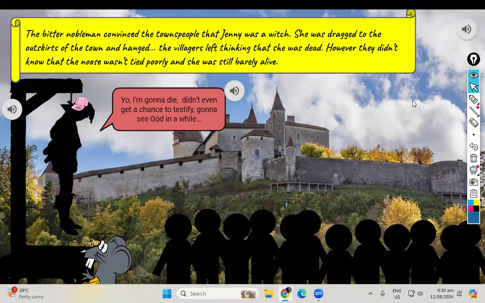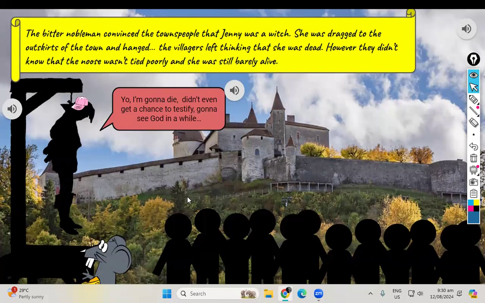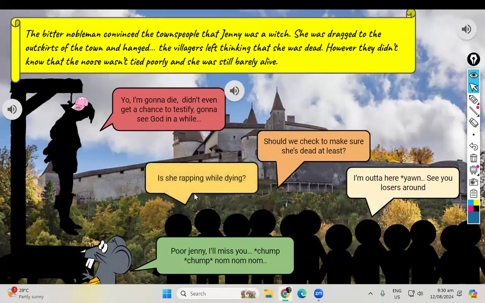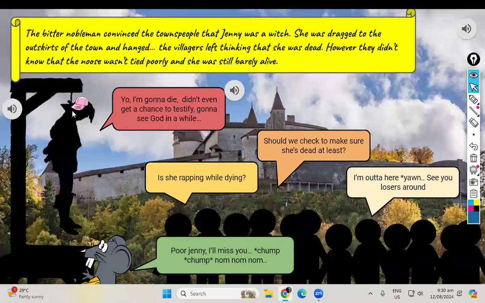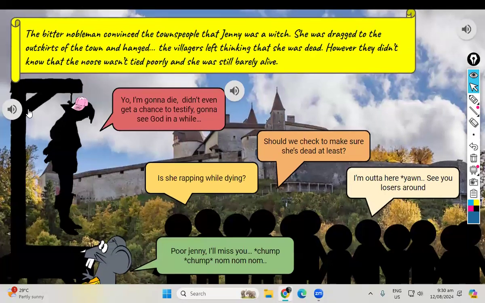All right, so that's Jenny's rap on the gallows there. And of course, these are the townspeople here. Let's hear it one more time.